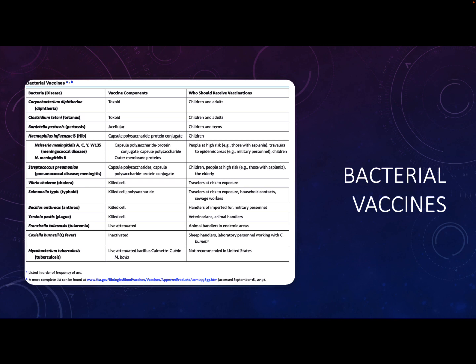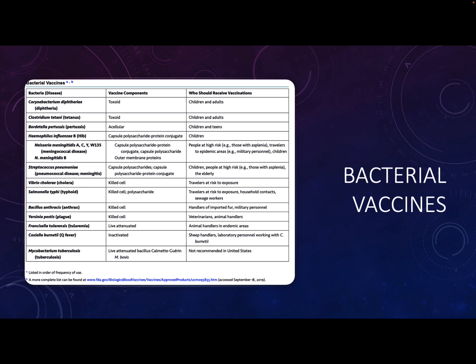Diphtheria, tetanus, and pertussis are combined into the Tdap or DTaP. For diphtheria and tetanus, it's a toxoid. For pertussis, it's an acellular component, like a subunit vaccine. Haemophilus influenzae type B, HIB, is given to children. Neisseria meningitidis is meningococcal disease. This is one I didn't get until I moved into the dorms. They were mandatory for people who lived in dorms. Pneumococcal is given to children, and then the elderly, people at high risk for developing pneumonia.